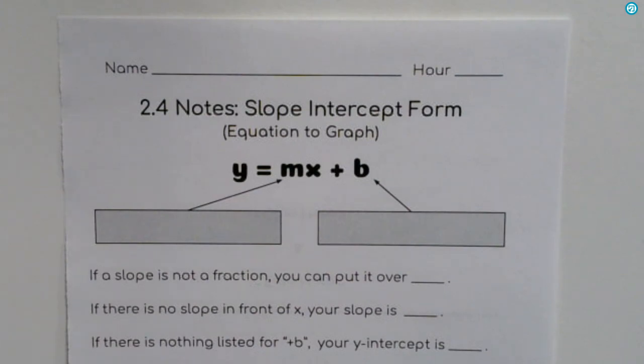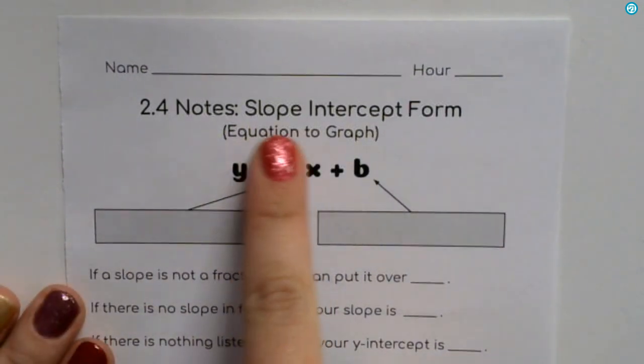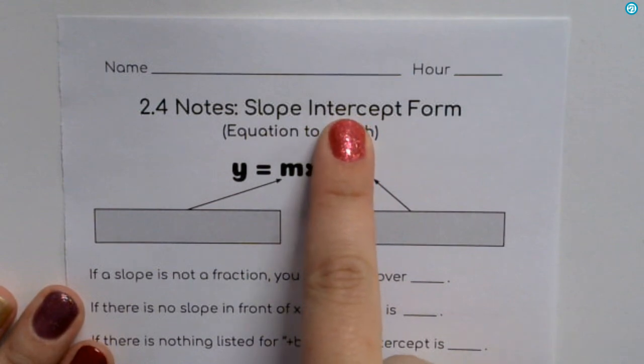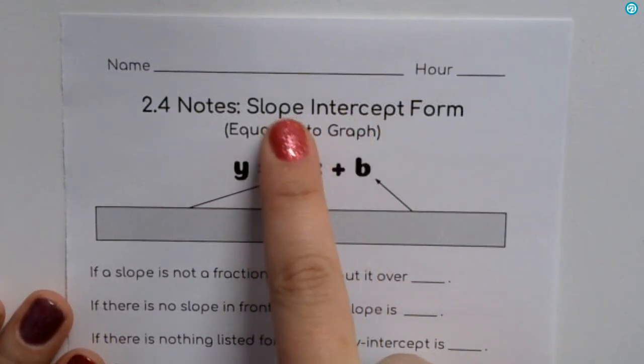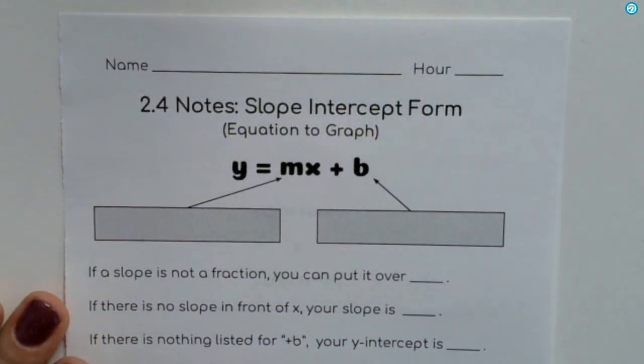Today we are going to start graphing lines. Last week we just looked at the slope of lines. Today we are going to actually graph a line. So we don't just have to have a slope, we have to have a starting point. Our starting point is going to be our intercept. Slope-intercept form is called slope-intercept form because it gives you one slope and one y-intercept.